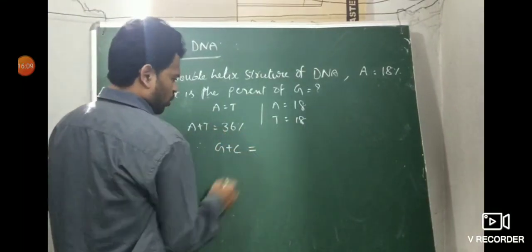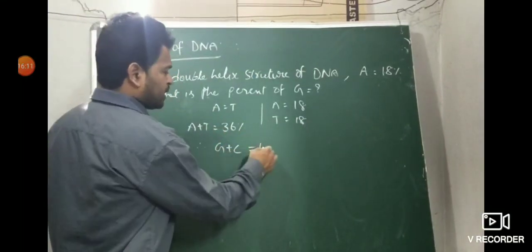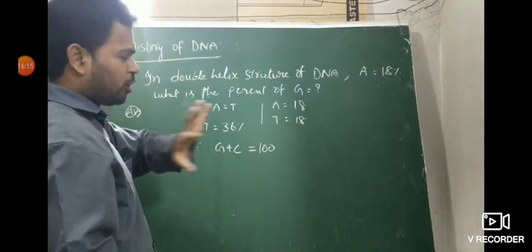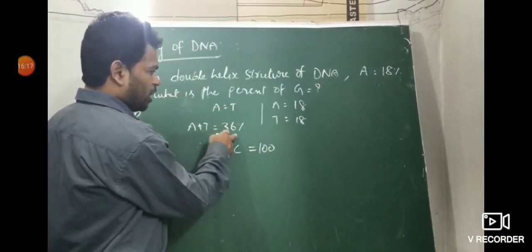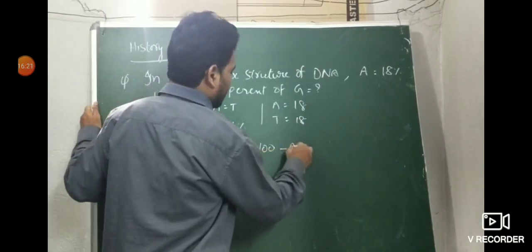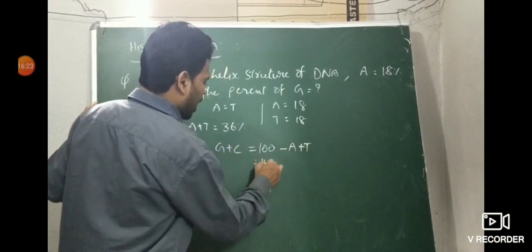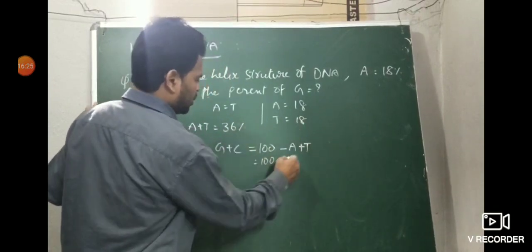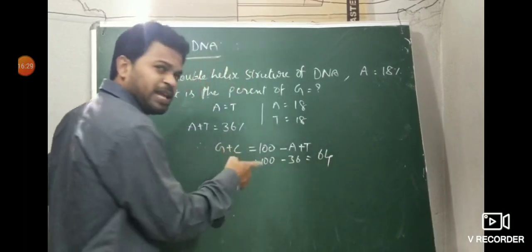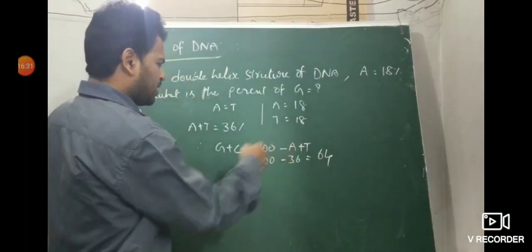So G plus C equals 1, and 1 means 100. The total percentage is 100, and adenine, guanine, cytosine and thymine together total 100. So A plus T equals 36. Then G plus C equals 100 minus A plus T, so 100 minus 36, which comes to 64. So G plus C equals 64 percent.